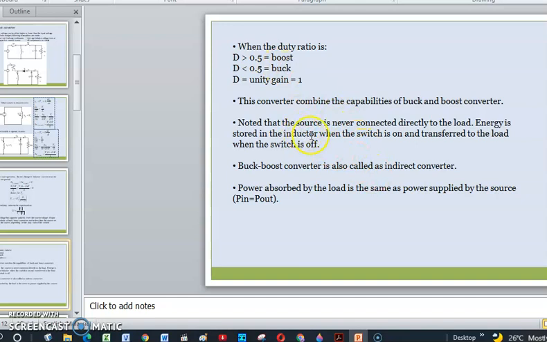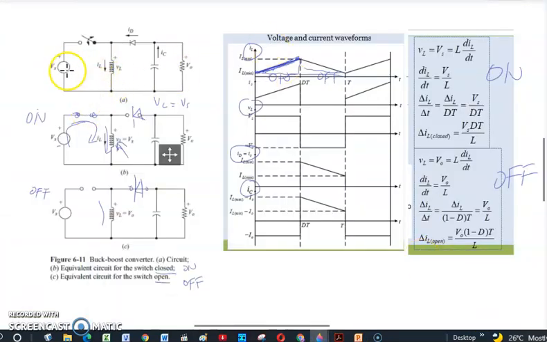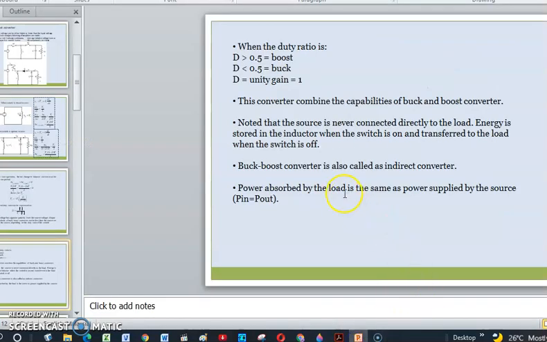Note that the source is never connected directly to the load. The energy is stored in the inductor and the switch. So during switch on and off, the source is not directly supplying the load. When the switch is on, it just supplies the inductor, and during switch off, the inductor supplies the load. The buck boost converter is also called an indirect converter, meaning the source never connects to the load. It is only supplied by the inductor and capacitor manipulation.